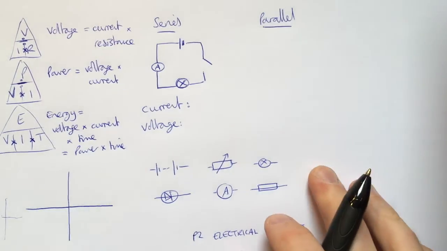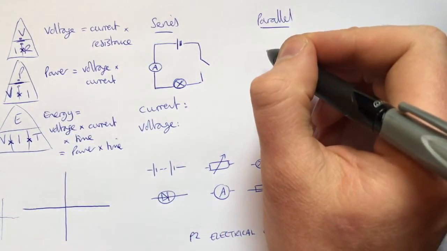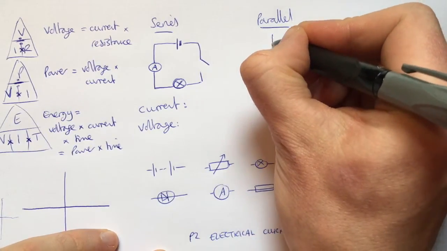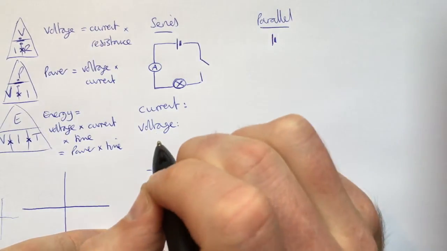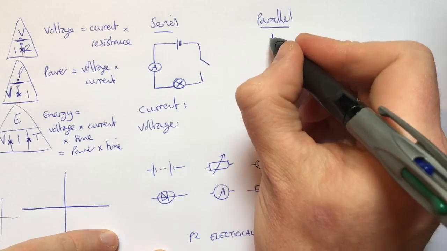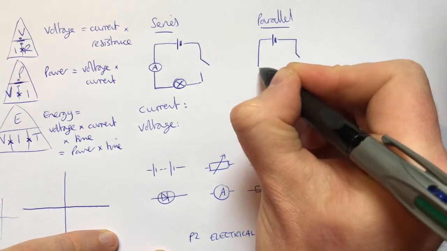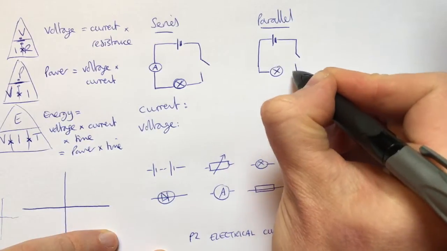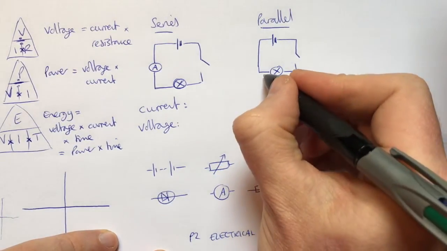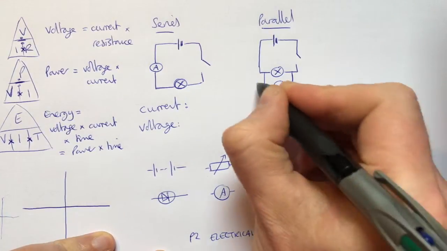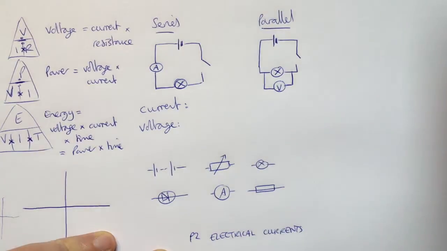You might also be asked to complete or draw a parallel circuit and commonly asked to put a voltmeter in. So a parallel circuit, remember, is one with more than one loop. So for instance here, I'm going to put the switch in again, put the bulb in, and then a voltmeter must go across the component that you're interested in. And we'll look at the definitions now to see why that's important.